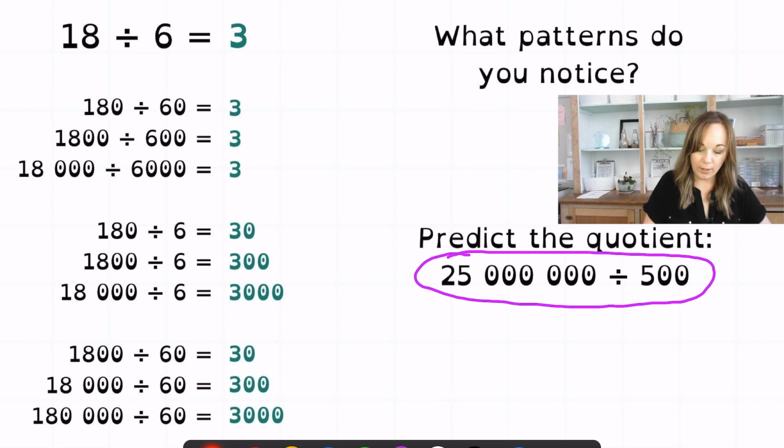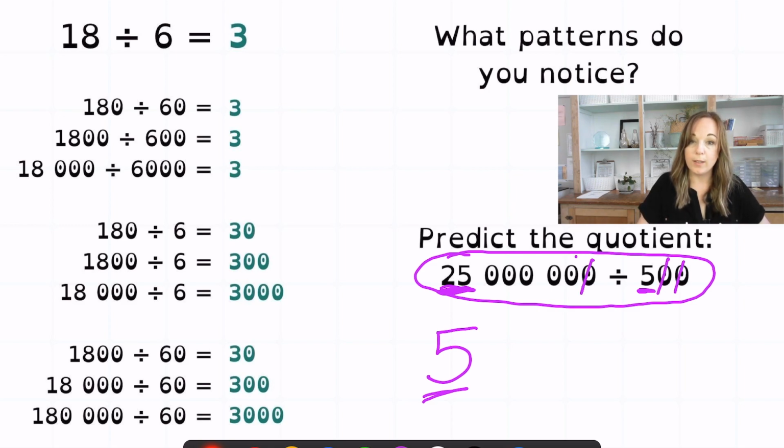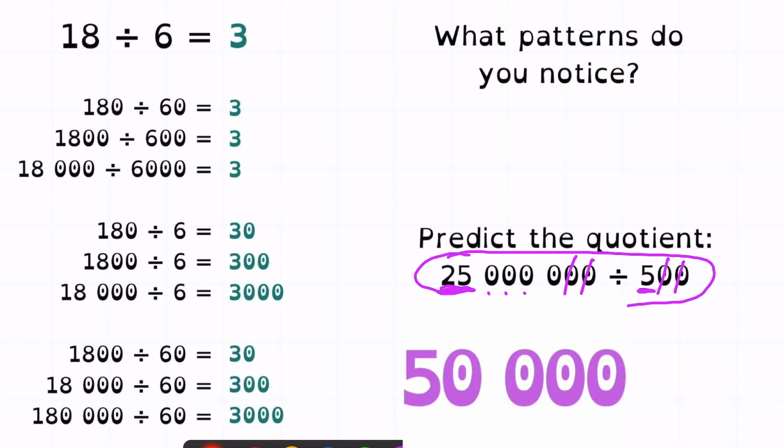Okay, I see a 25 at the beginning of this number, 25 million, and I see a 5 at the beginning of 5,000, or 500, sorry. So I know that 25 divided by 5 is 5. Now let's figure out how many zeros I need to include in my answer. I have 2 zeros that I can eliminate from both sides, but that leaves me with 4 extra zeros in my dividend, and they go in my answer.